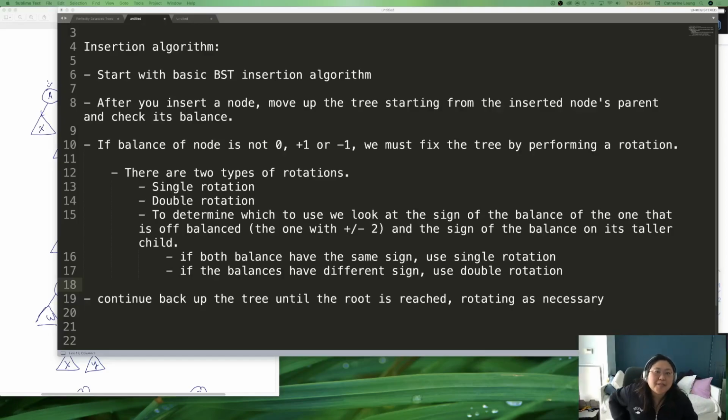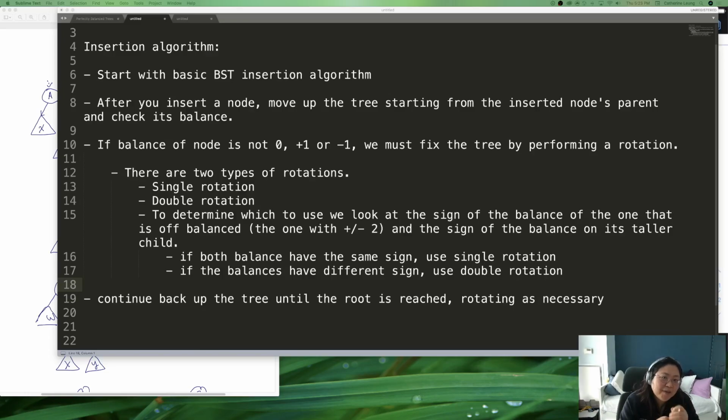Hi everyone, so this is the third video in the AVL tree series, and in this video we're going to go through the basic insertion algorithm for an AVL tree. Now we're going to leave doing an example for a different video just so that the videos aren't overly long, but let's talk about how to do an insertion, okay?